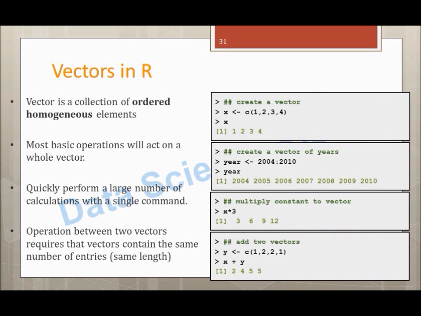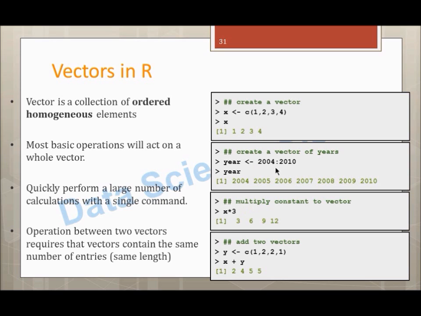Let's talk about some of the data types we use in R. A vector is a collection of similar elements. In the first example, you can see that I am creating a vector called x, and x contains similar kinds of elements, which are all numeric.